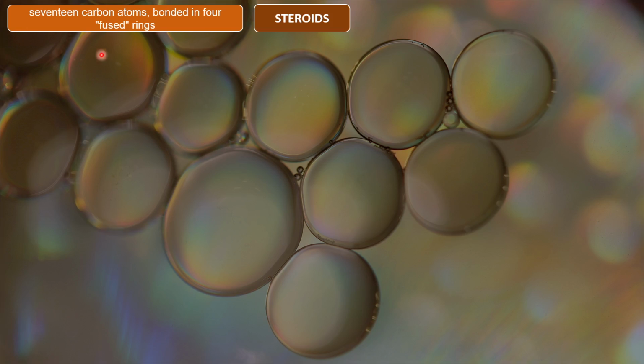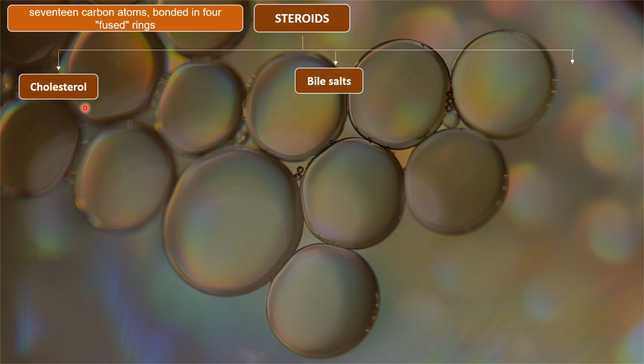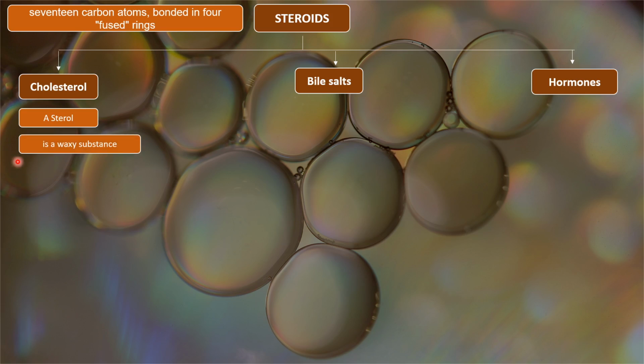Not going deep into the structure, this is a 17 carbon atoms molecule that is bonded in 4 fused rings, right? So these are steroids, and steroids, as I told, are of 3 types: cholesterol, bile salts and hormones, right? So cholesterol is a sterol, that is, it is a steroid which is a waxy substance. So cholesterol is a waxy substance which can get deposited in your body as a wax, right?